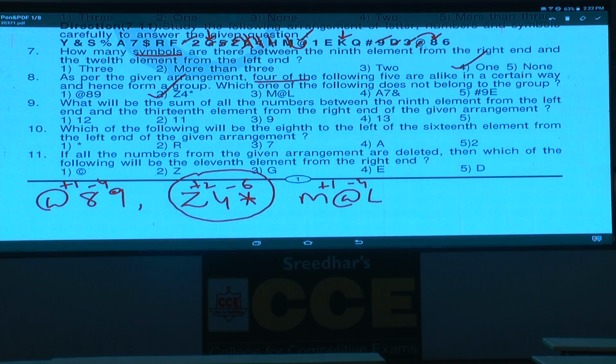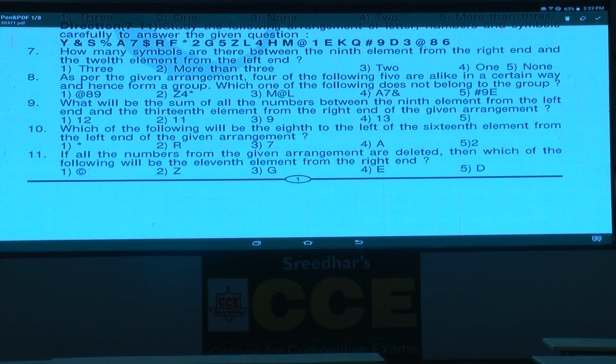Then question number 9. Now in this 9th one, what will be the sum of all the numbers between the 9th element from the left, 4, 5, 6, 7, 8, 9? What is the 9th element here? F is the 9th element, isn't it? And the 9th element from the left hand and the 13th element from the right, 3, 4, 5, 6, 7, 8, 9, 10, 11, 12, 13. Now between these two, what is the sum of the digits? Sum of all the numbers between. So how many digits are there between these two? 2 plus 5, 7. 7 plus 4 is 11. And it is given in choice 2.